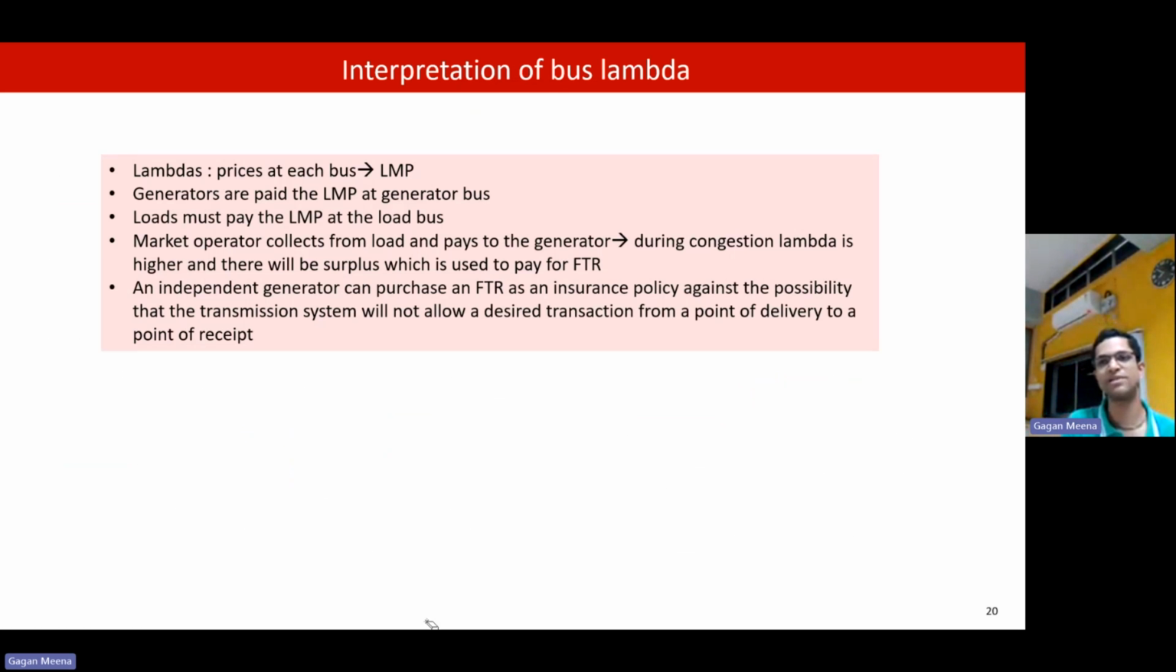We will see here the interpretation of bus lambda. So lambda is the price at each bus. These lambdas are the price at each bus, and they correspond to the locational marginal price. The generators are paid the LMP at the generator bus, and load must pay LMP at the load bus. And if there is no congestion, both these values will be the same at all the buses. And that will be the same only when there are no losses. So lambda is the instantaneous price of the next small increment of load.